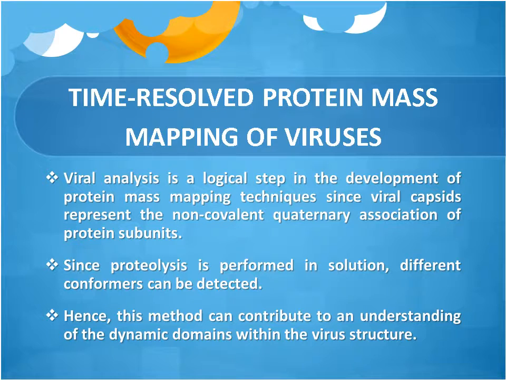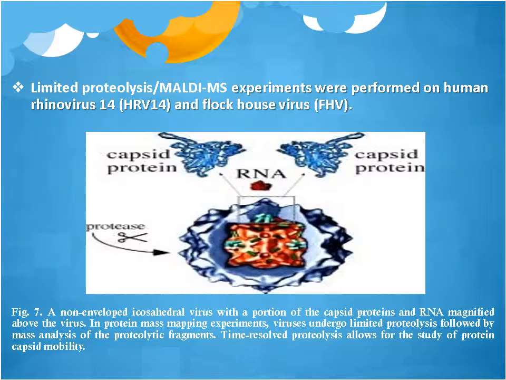Coming to time-resolved protein mass mapping of viruses. Viral analysis is a logical step in the development of protein mass mapping techniques, since viral capsids represent the non-covalent quaternary association of protein subunits. Since proteolysis is performed in solution, different conformers can be detected, hence this method can contribute to an understanding of the dynamic domains within the virus structure.